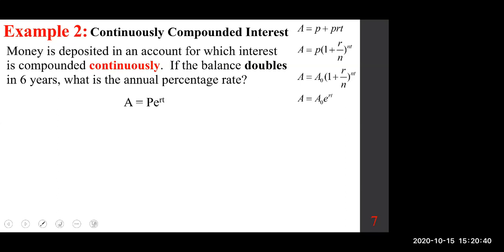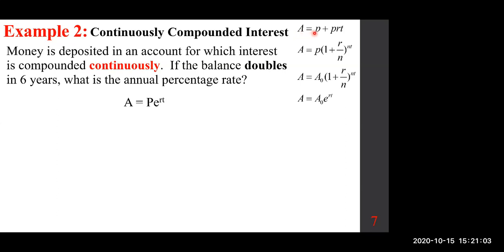Okay. Money is deposited in an account for which interest is compounded continuously. If the balance doubles in 6 years, what is the annual percentage rate? So first and foremost, let's refresh everybody's memory about the idea of interest. Remember, for simple interest, I equals PRT.